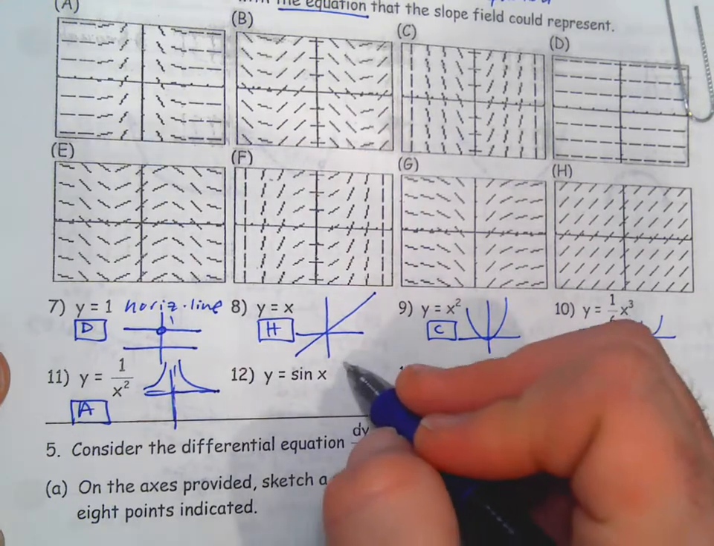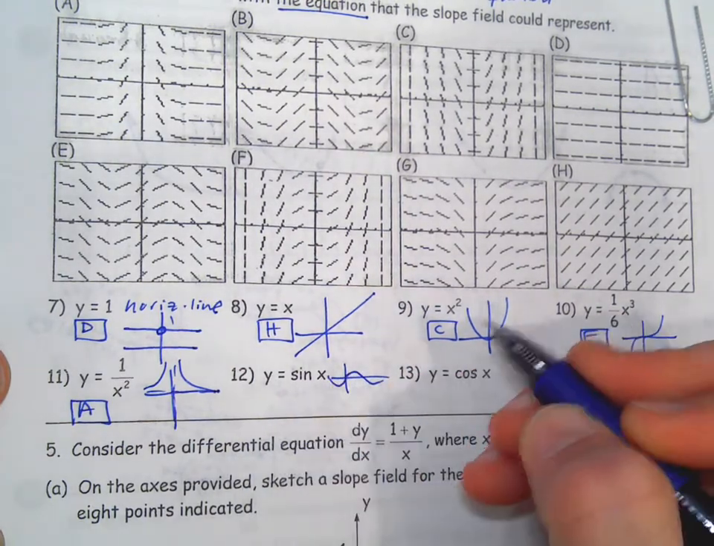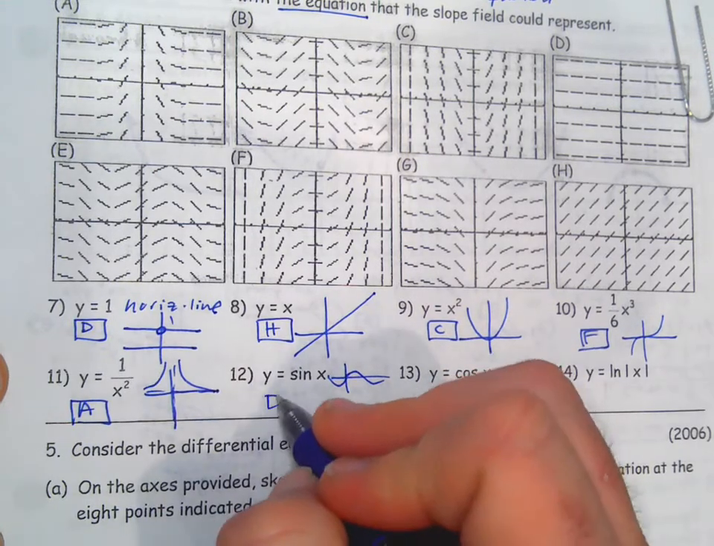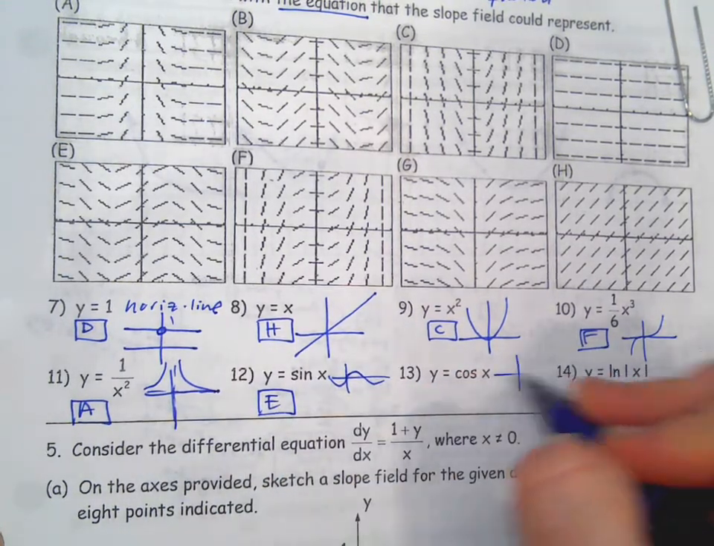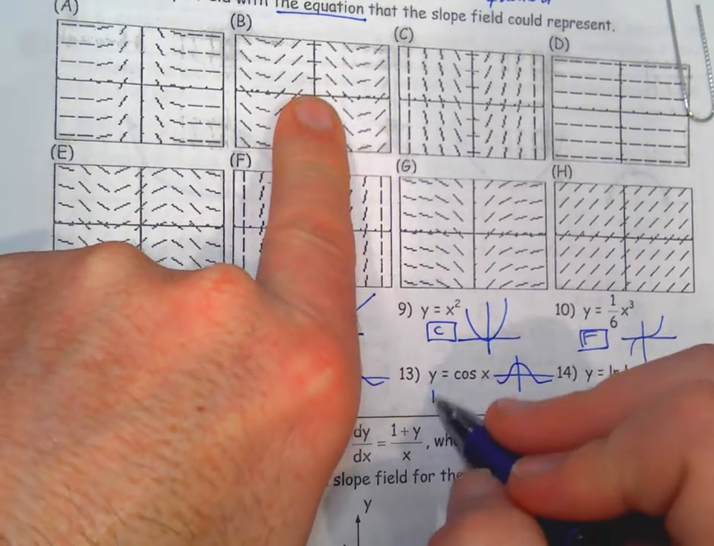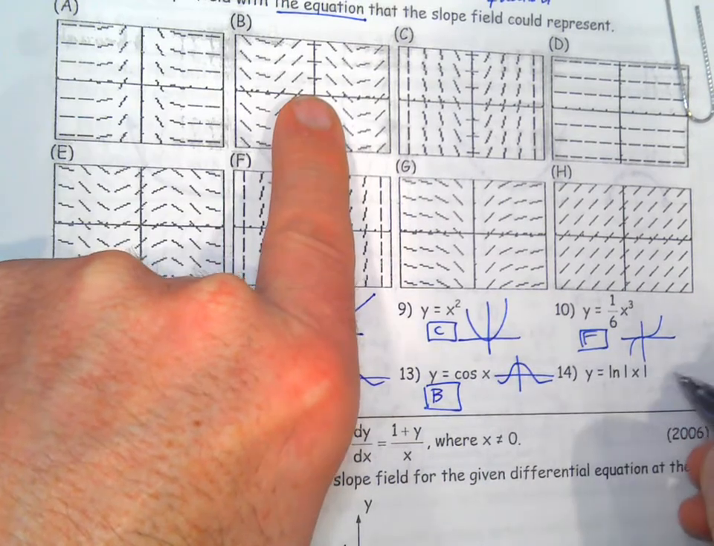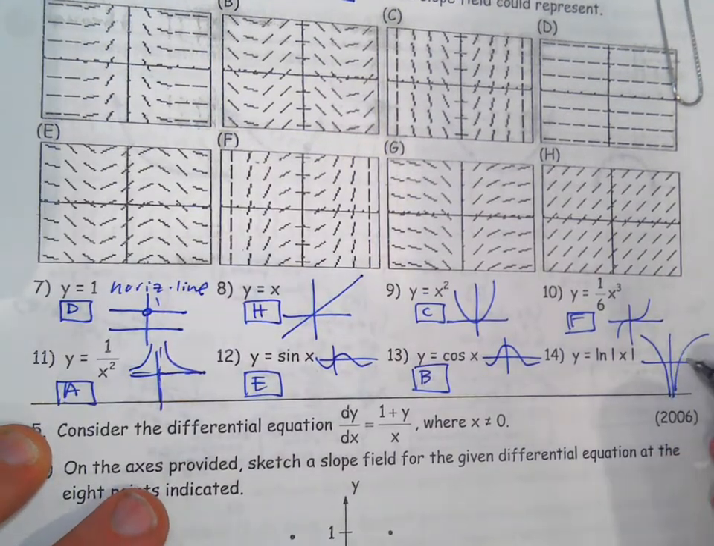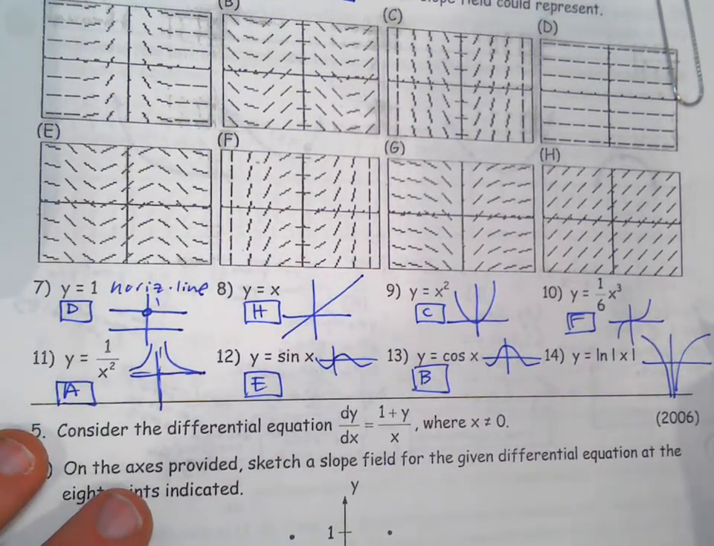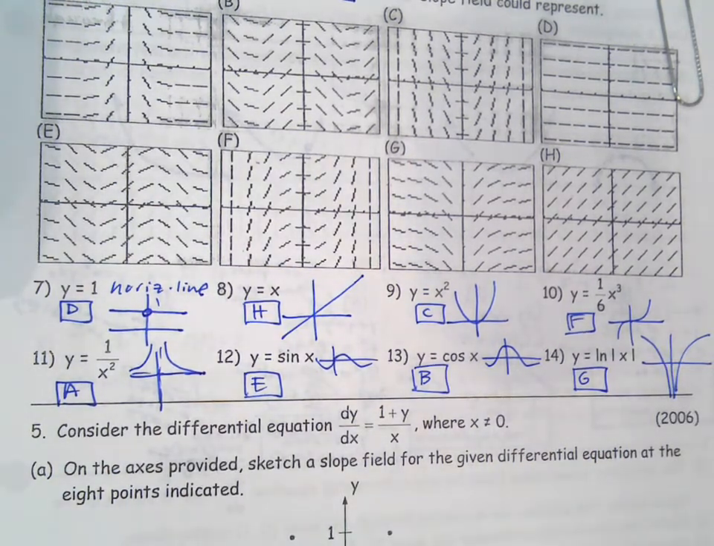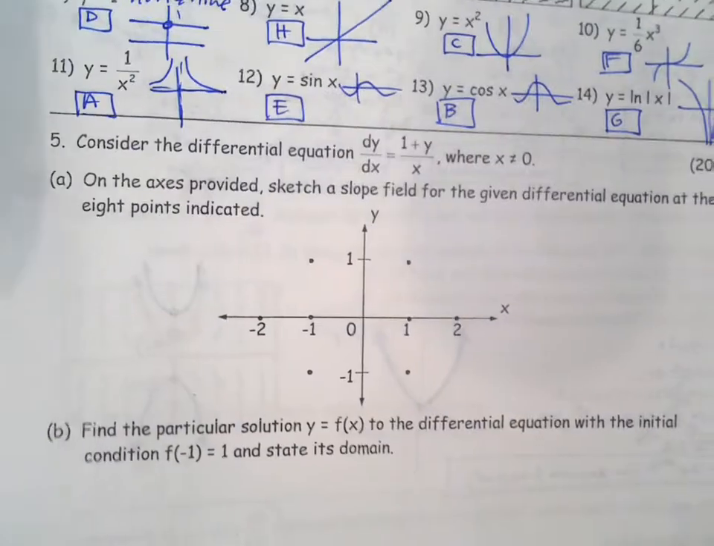This one is just a sine curve. We're looking for something that looks like a bunch of sine curves up and down. So I would say E. Cosine curves. I like sine curves. That'd be B. Natural log of x looks like this. And then usually it's not defined over here, but if it has the absolute value, the right half gets copied on the left half. So that looks like G. Anyways, usually they're not that easy, but I threw you some easy ones.